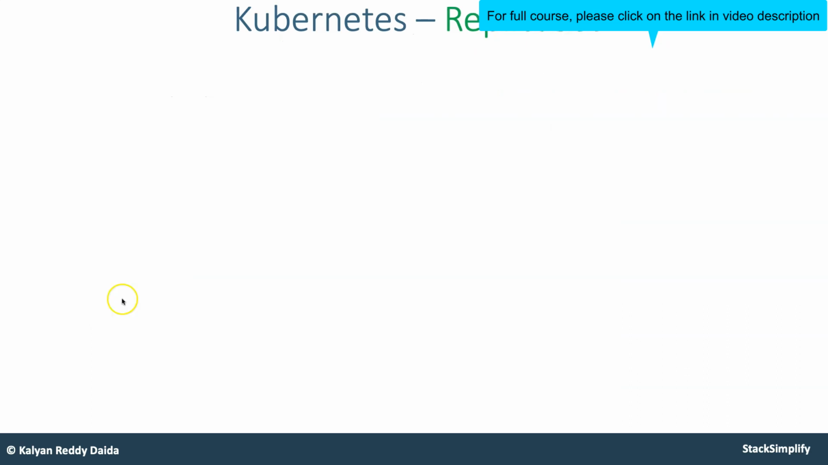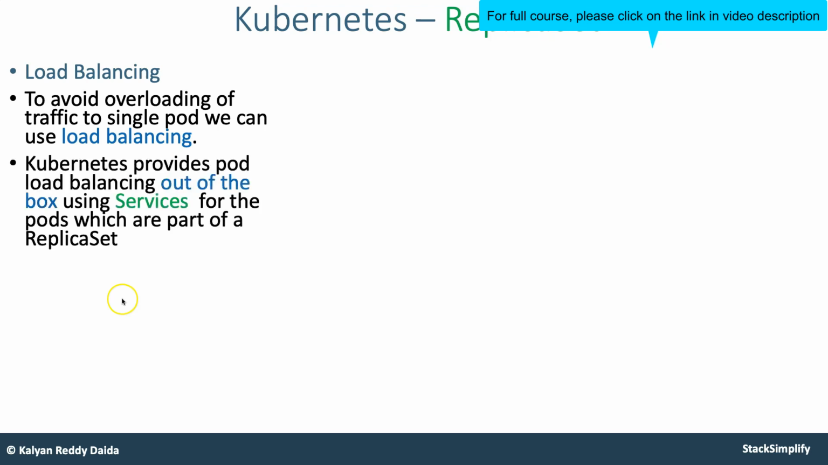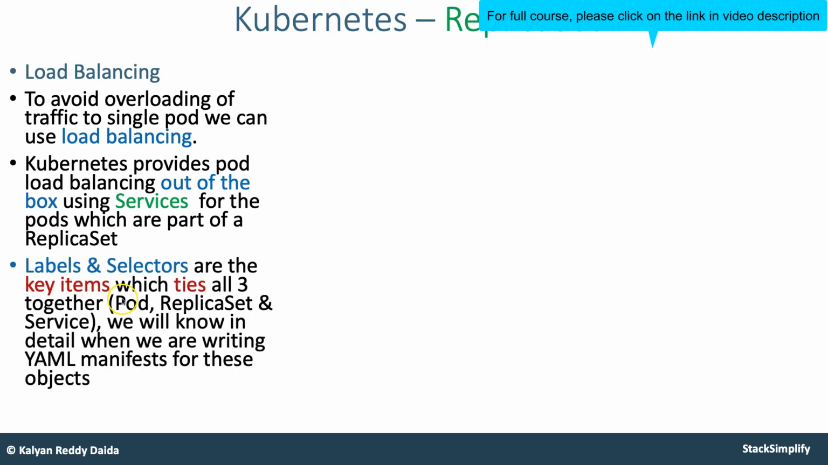The next thing is load balancing. To avoid overloading traffic to a single pod, we can use load balancing. Kubernetes provides pod load balancing out of the box using services for the pods which are part of the replica sets. Labels and selectors are the key items which tie all these things together: pods, replica sets and services. We will learn about these labels and selectors in detail when we write the YAML manifest in our upcoming lectures.